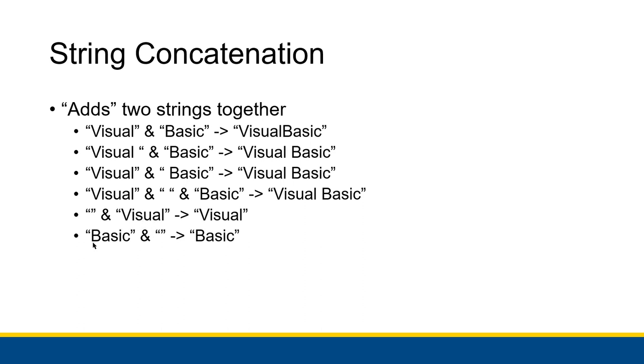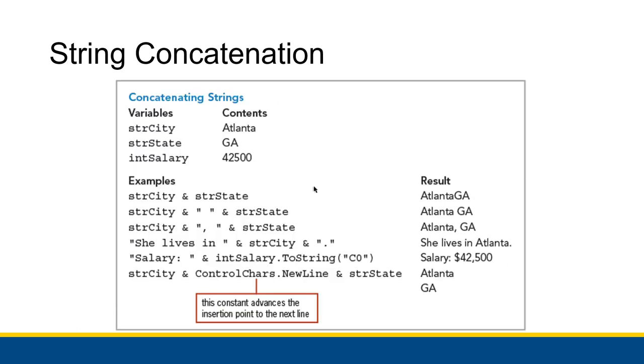Similarly, if you do the string containing basic concatenated with the empty string on the right side, it's the same thing. It just gives you the string on the left this time. So concatenating anything with the empty string gives you that original string, and concatenating the empty string with some non-empty string on the right gives you just the right string, not changed whatsoever. So here are some more examples of string concatenation.